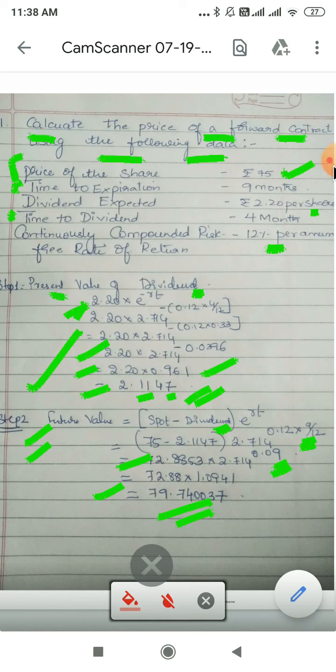So it is a pretty straightforward question, but in this particular problem what we have considered is the value of a forward contract including dividend. Here the dividend data is given. If dividend data is not given, your problem is straightforward, that is future value is equal to spot into e to the power of rt. If a dividend is given, you have to take future value is equal to spot minus dividend into e to the power of rt.